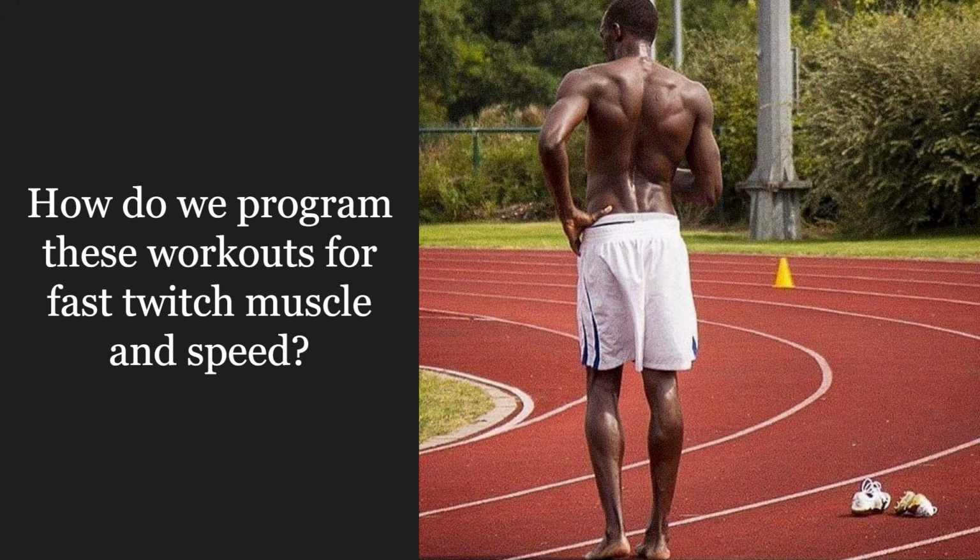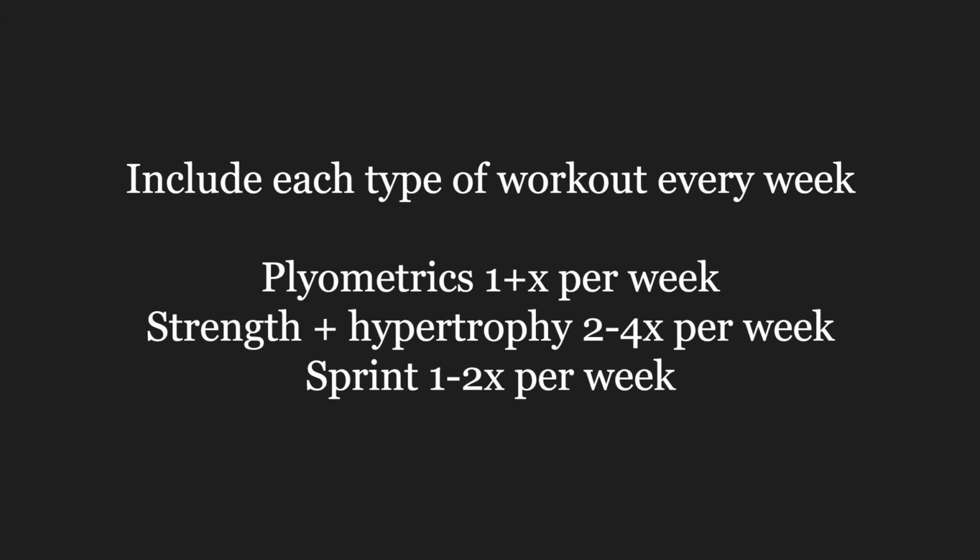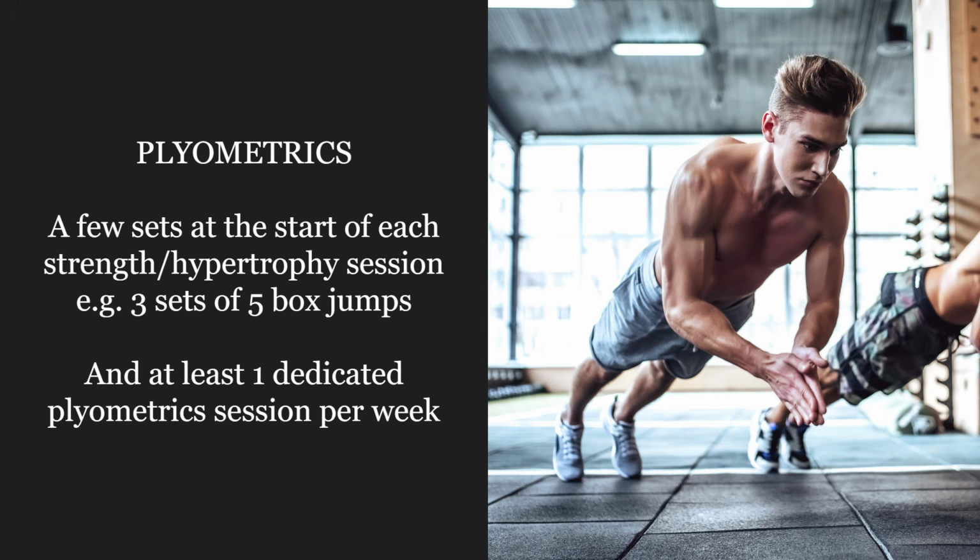So how can we put these workouts into our training program to maximize fast twitch muscle and speed? You should try to include each section every week. So you can do low volume plyometrics at the start of each strength session, and probably you should do at least one dedicated plyometrics session per week if fast twitch fibers and explosiveness is really something you want to emphasize.